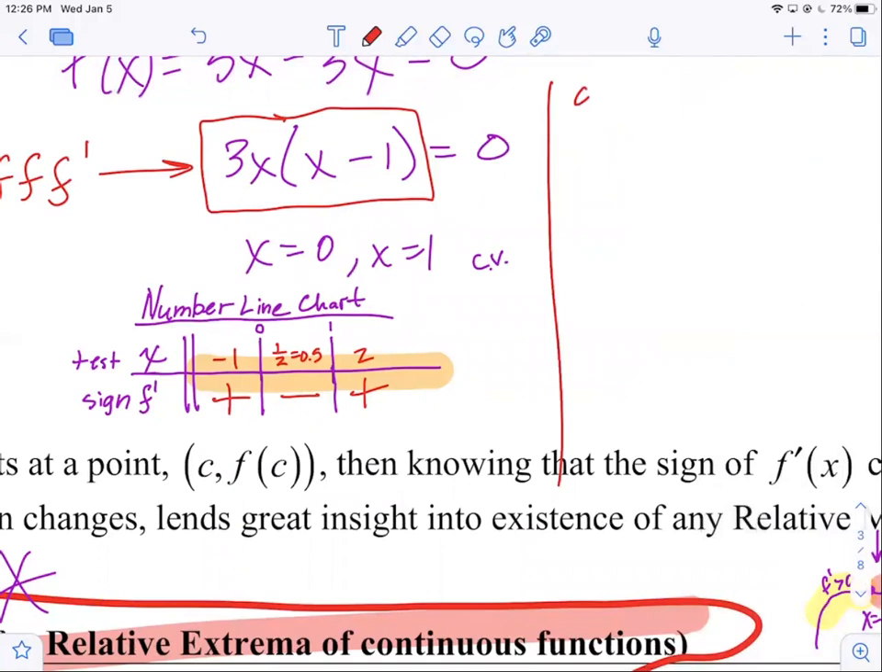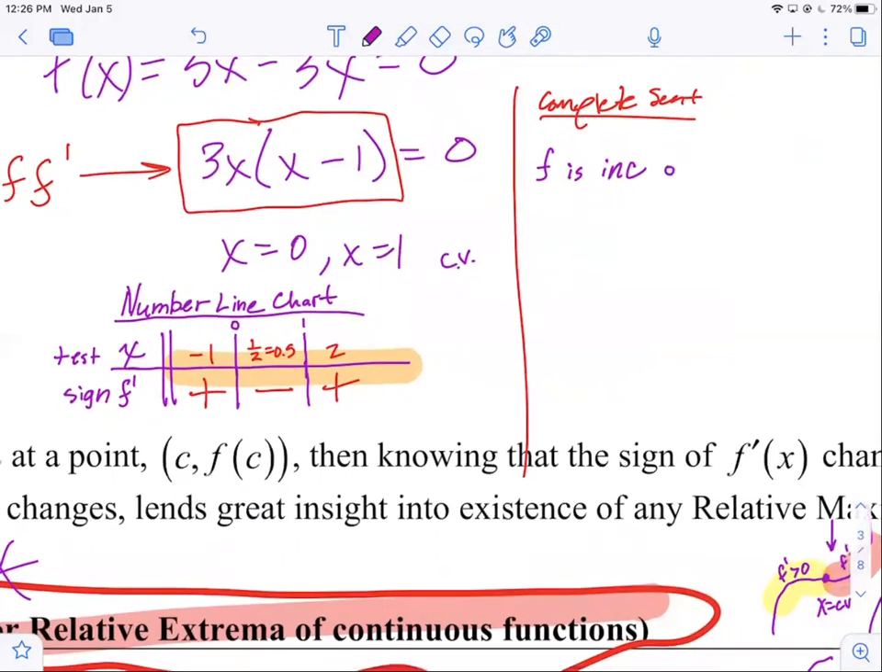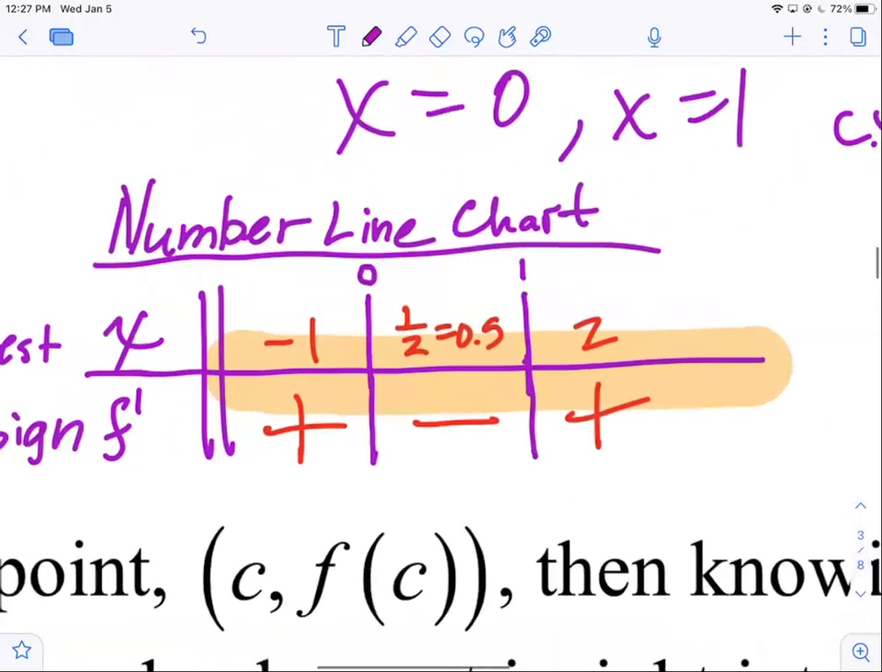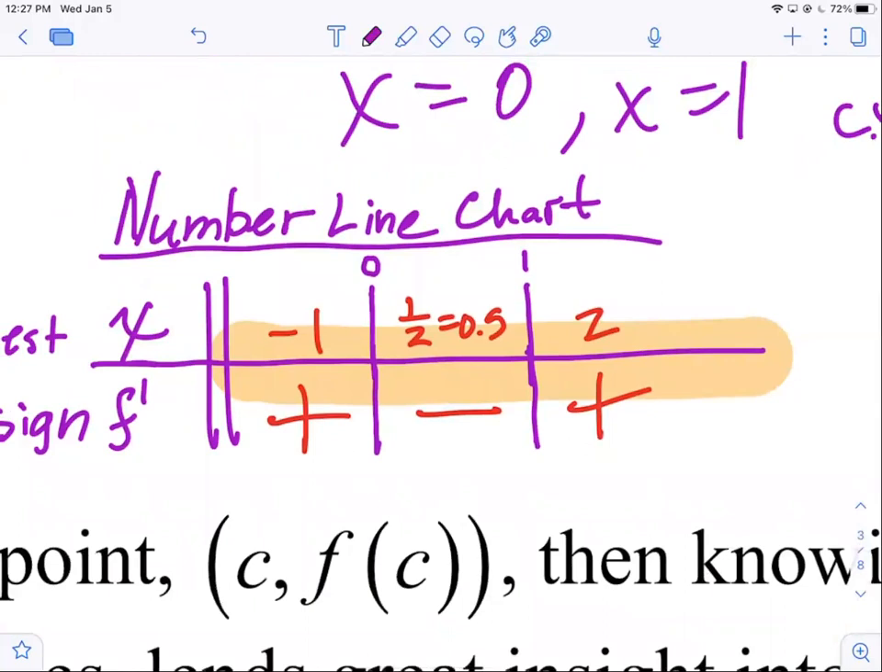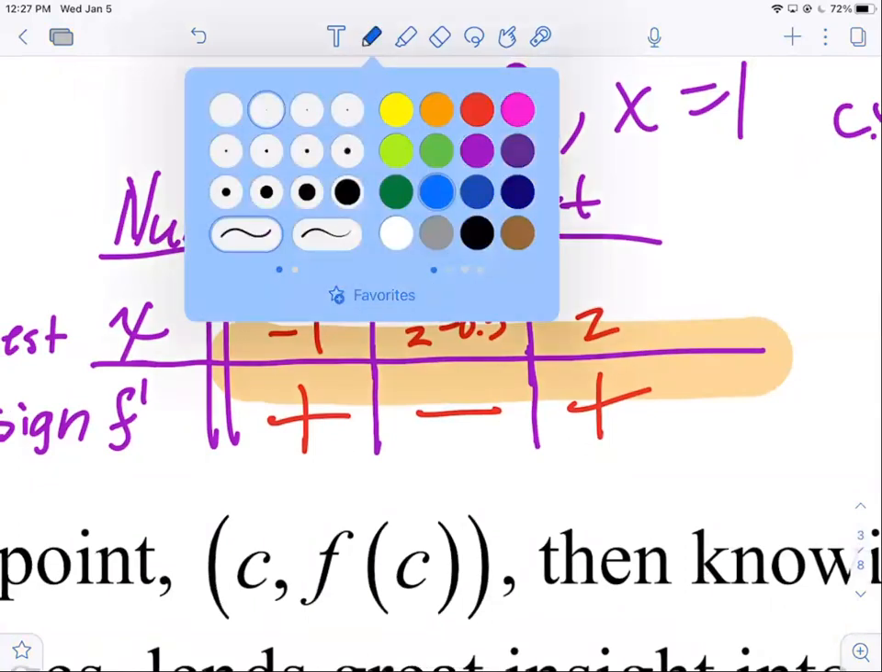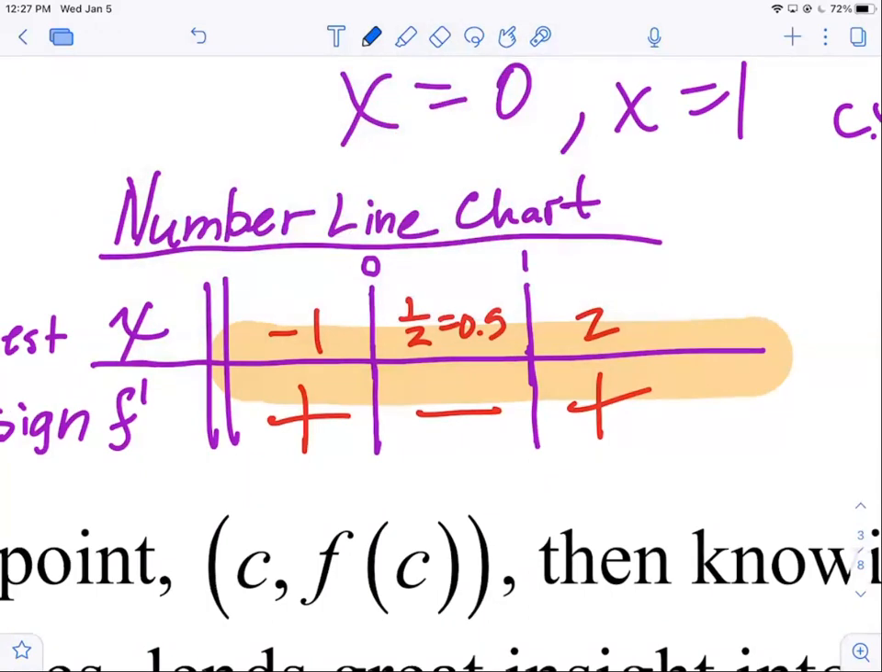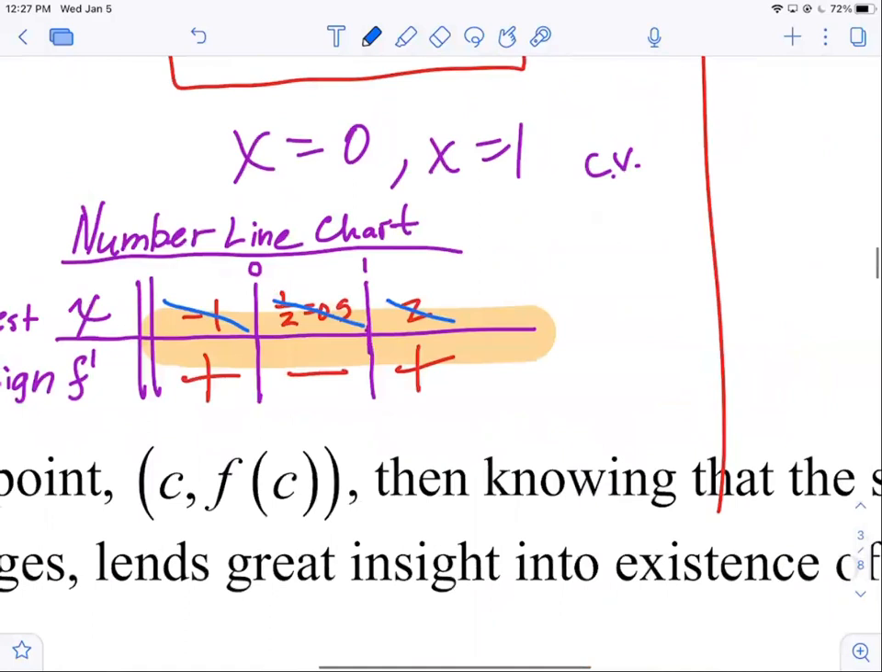And this is where you have a complete sentence. Complete sentence. You really got to model this. Okay. F, that's the name of the function, is increasing, which you can abbreviate INC, on, and now how do we know where it's increasing? We go back to the number line chart, wherever it's positive. Now, here's where you got to be careful. Sometimes it's easy in haste to go back to your test values and use those. So after you use those, if you want to draw a line through them, you can, because we got to go back to these guys, right? If you want to circle them.